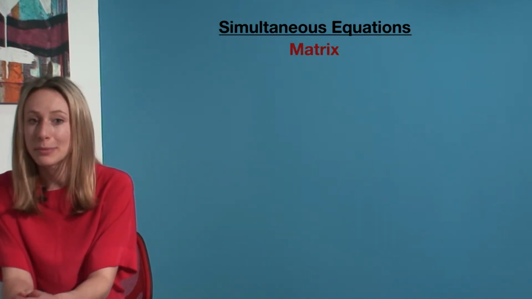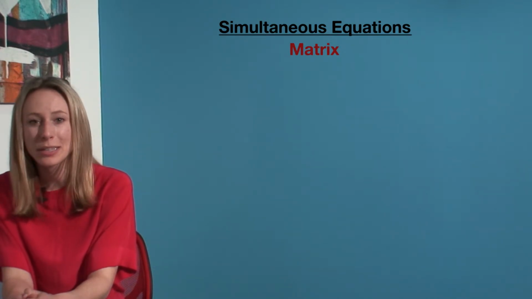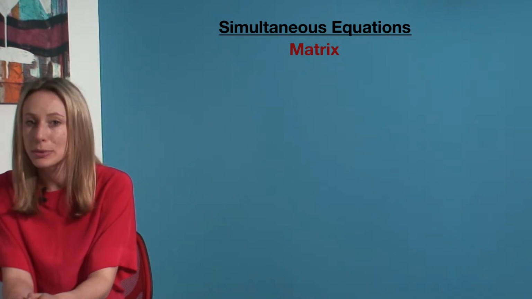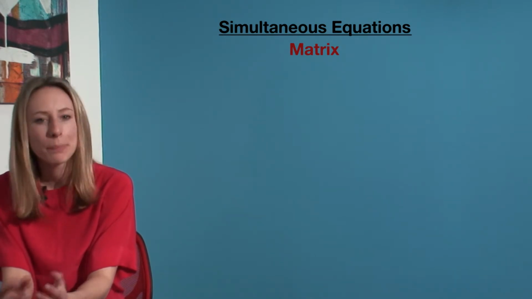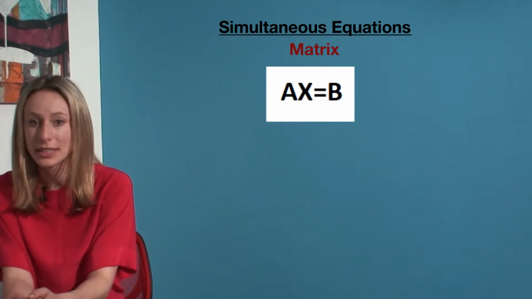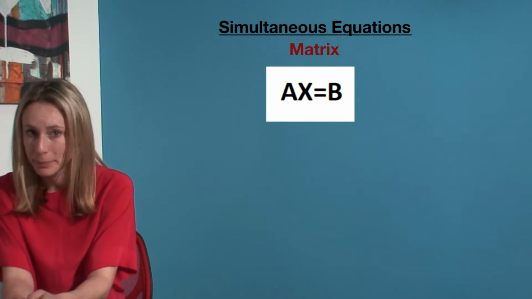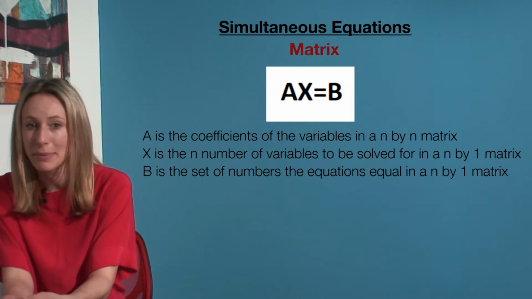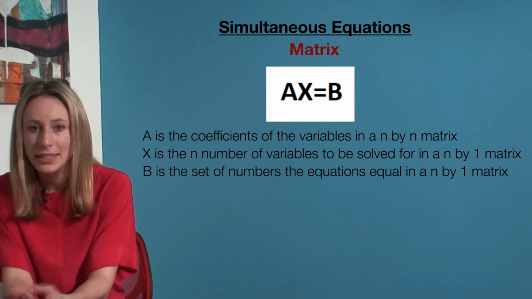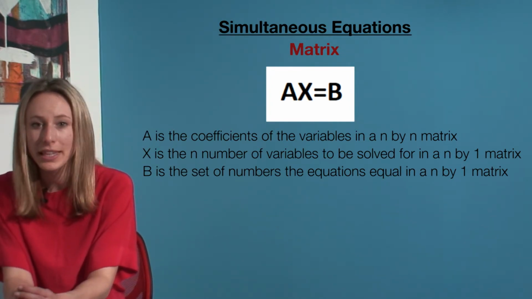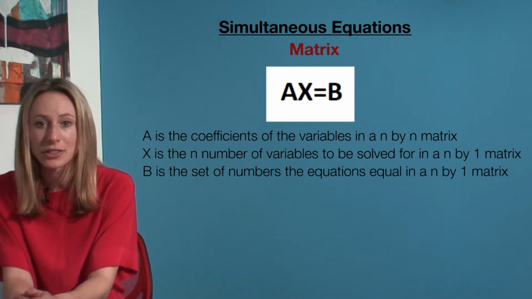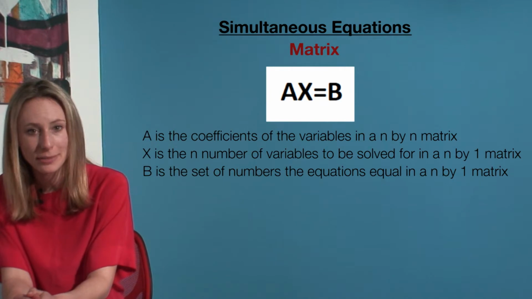The other method is the matrix method. Matrices can be used to solve simultaneous equations, and is the easiest method if you are able to use a calculator. The basic form of simultaneous equations is AX equals B, where A is the coefficients of the variables in an n by n matrix, X is the variables to be solved for in an n by 1 matrix, and B is the set of numbers the equations equal in an n by 1 matrix.